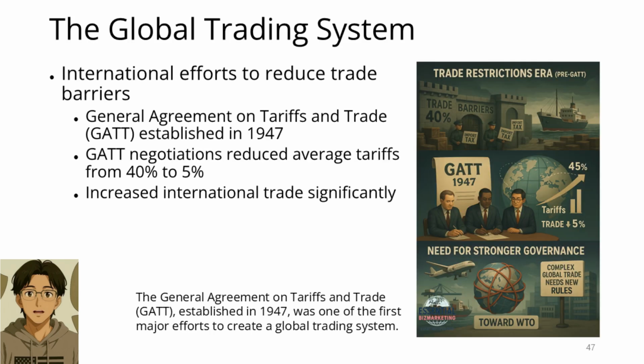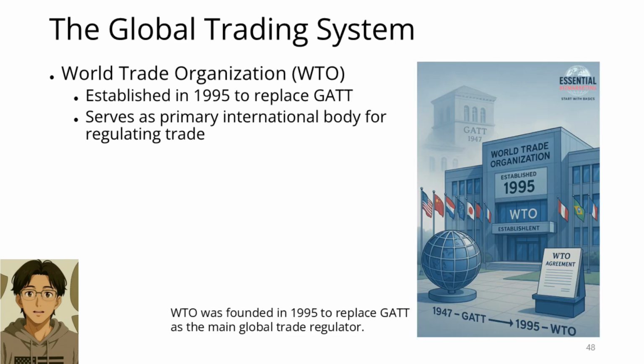Let's look at how global trade rules began to take shape. The General Agreement on Tariffs and Trade, or GATT, was created in 1947 to reduce trade barriers. Over time, it helped lower average tariffs from 40% to just 5%, boosting international trade. But as trade became more complex, GATT was no longer enough.